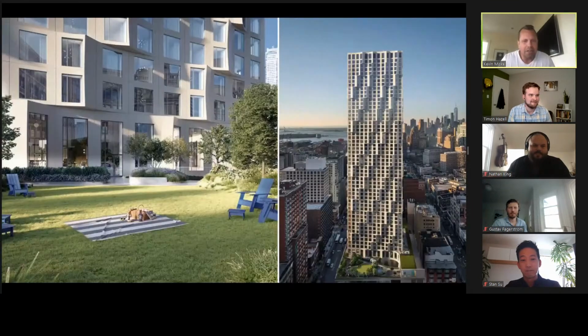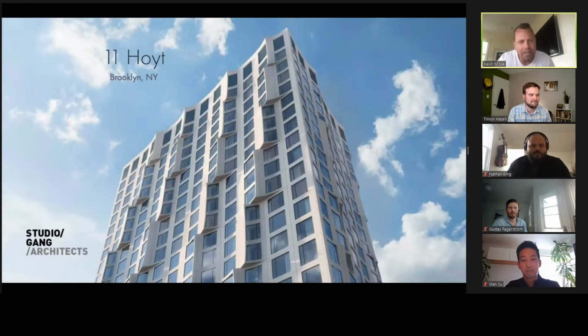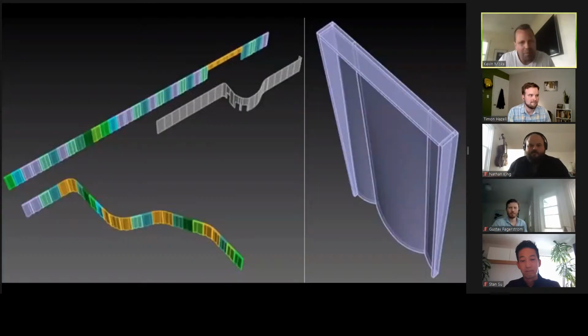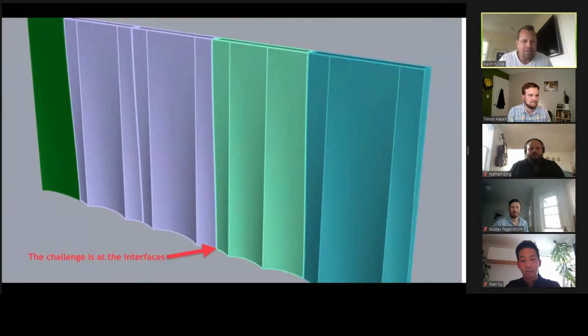So we're going to talk about 11 Hoyt. This is a project that we're working on in Brooklyn, New York. It's a Studio Gang design. You see a lot of three-dimensional design in their facade. Our panels are what I kind of call drapery panels. They have these curvatures to them, and the curvature gets greater as it gets to the bottom of the panel.